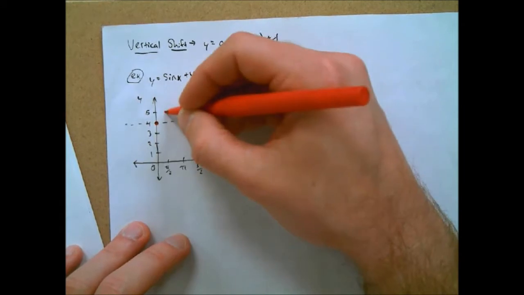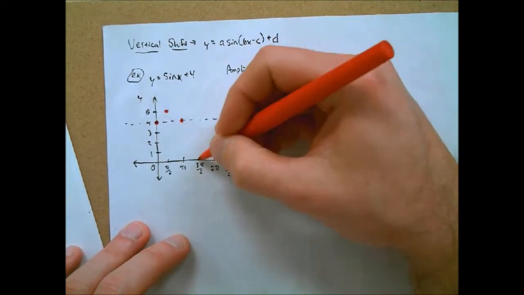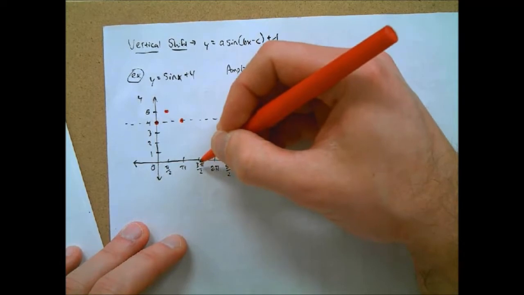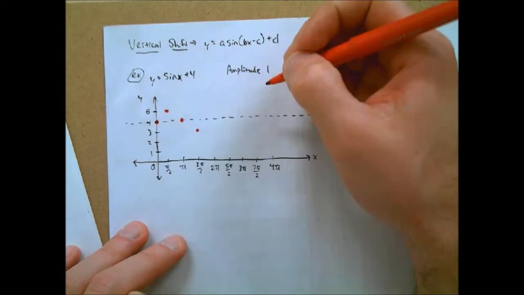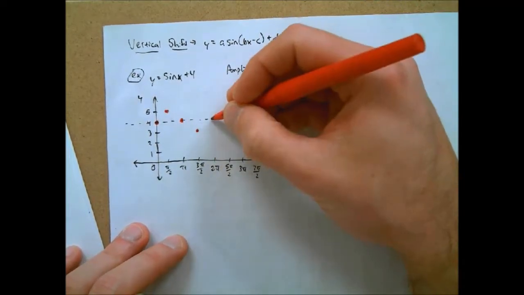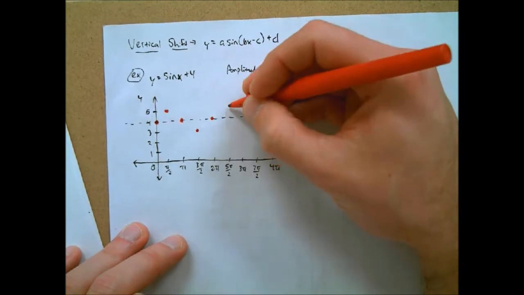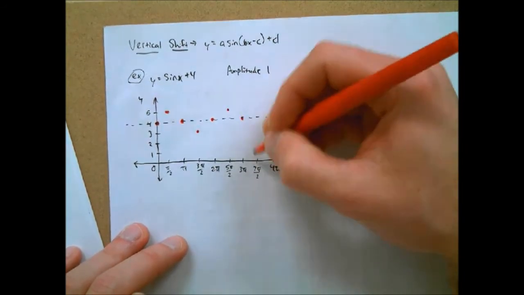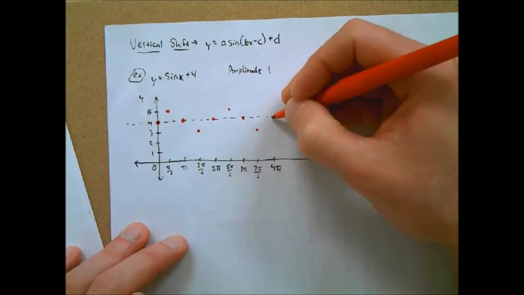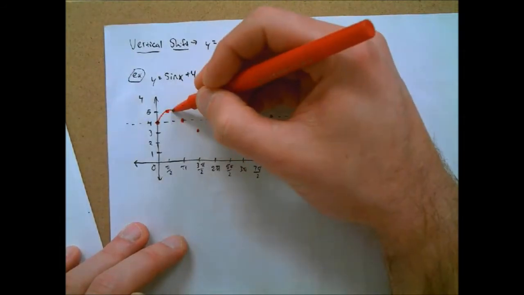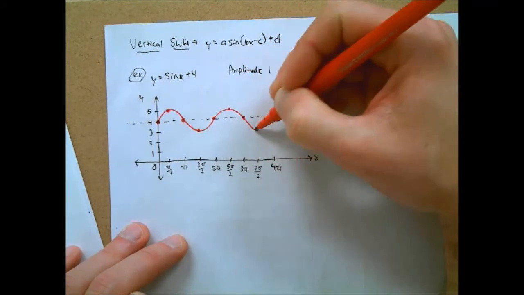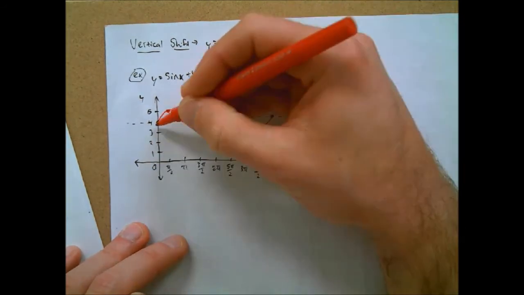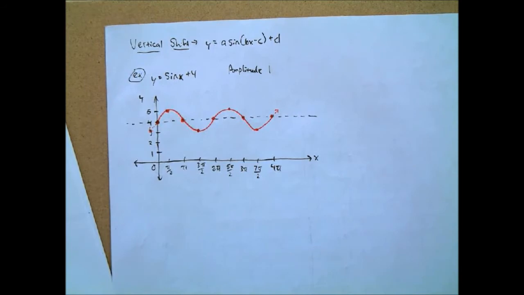You can kind of see this graph starting to take shape, but let's do 3 pi over 2. What's the sine of 3 pi over 2? Negative one, but plus four, three. So the y value there is 3, okay? And so at 2 pi, we're going to go back to the axis. Then 5 pi over 2 will go above the axis, 3 pi back on the axis, 7 pi over 2, 1 below, and then 4 pi back on. And so we create our little wave there. Okay. And so there's our wave transformed.